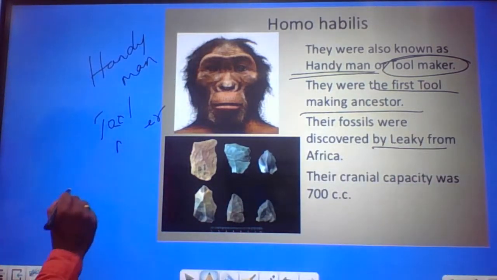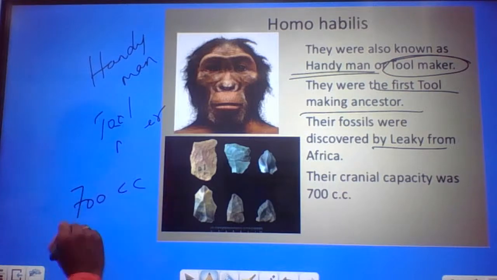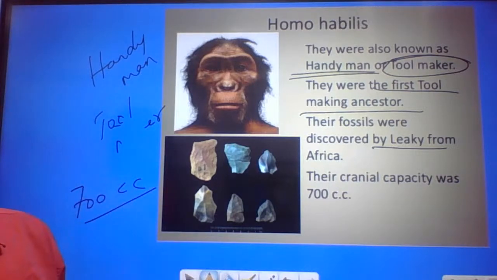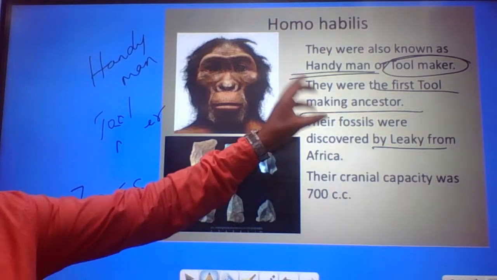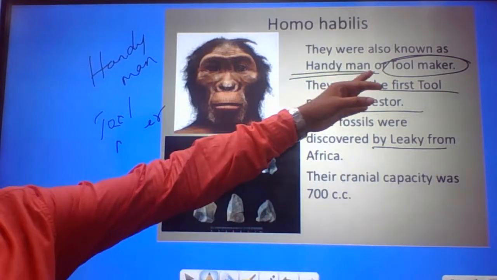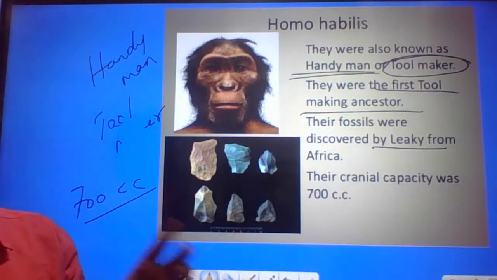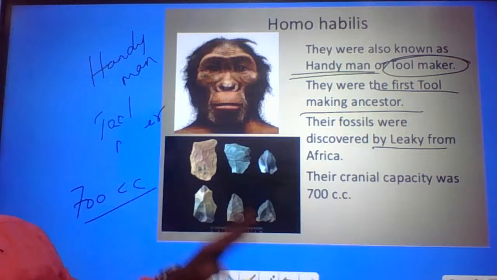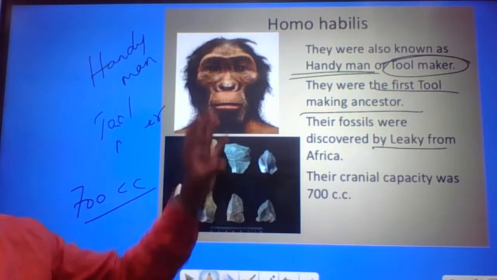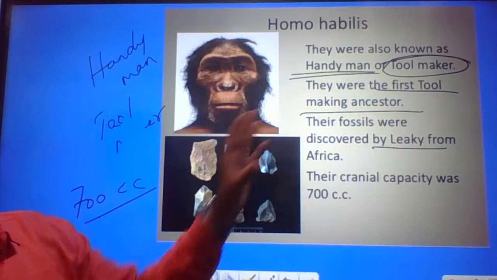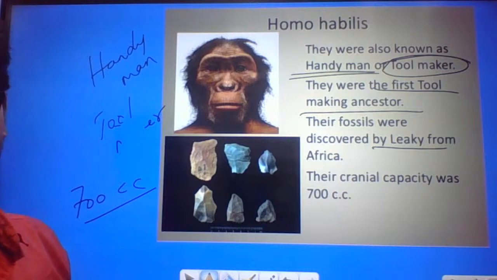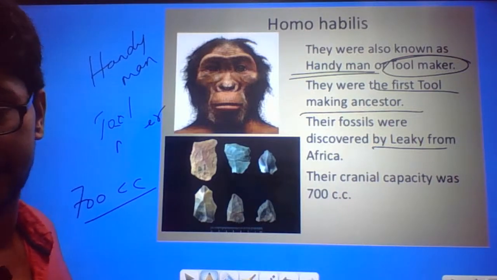The cranial capacity is 700 cc. So the cranial capacity, how many million years ago it was discovered, and the features, like tool maker, first meat-eating man. These are the common features that you should remember. Basically, from these areas only you get the questions, nothing much deeper in human evolution. Only a few important terminologies and points, like the cranial capacity and the million years ago, are what you should remember.